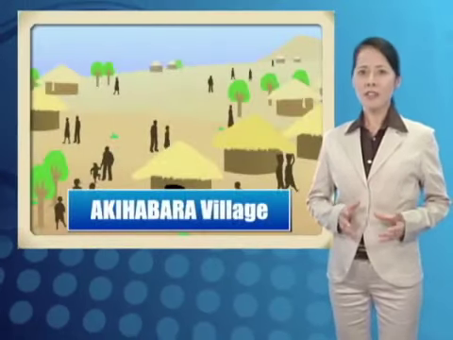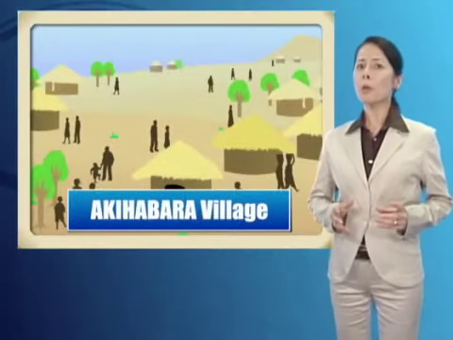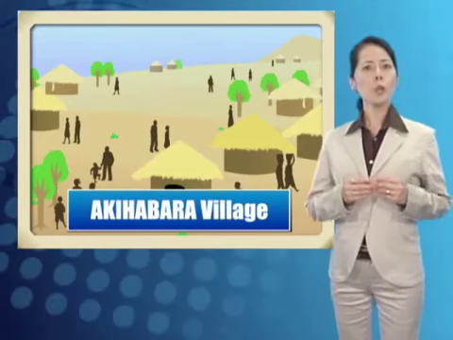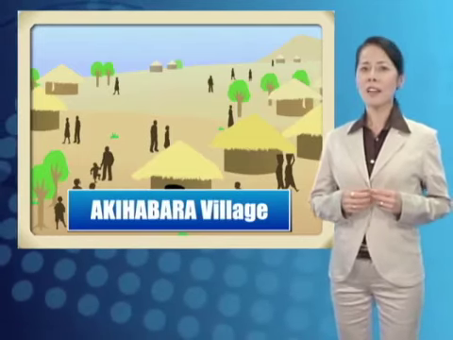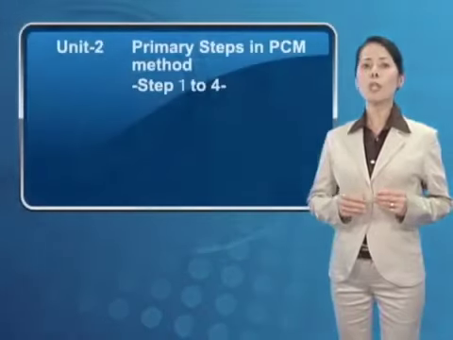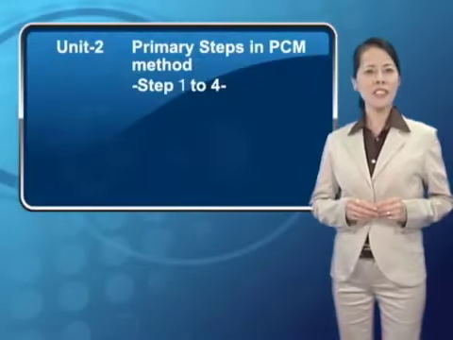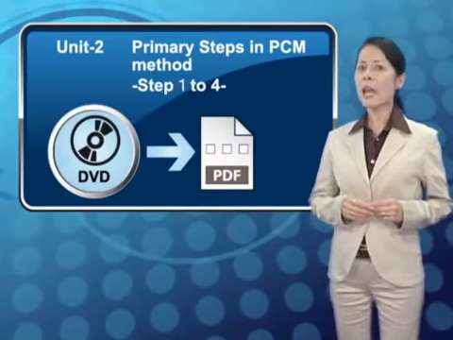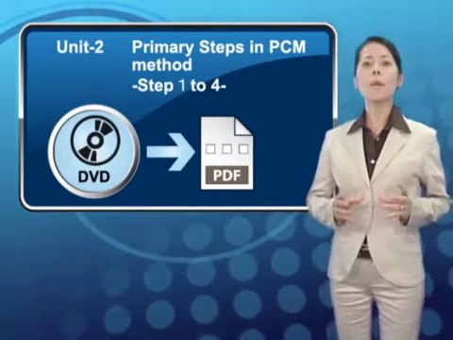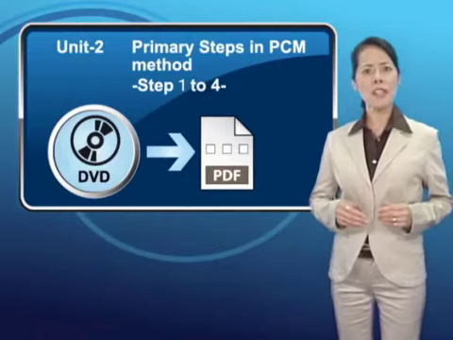This video, Unit 6, explains monitoring and evaluation in the PCM method. It also introduces some tips for facilitation of PCM workshops. In this video, the case of Akihabara village is used again for purpose of explanation. If you are hearing the name of Akihabara village for the first time, please watch Unit 2 of this DVD and have a look at the PDF with basic information about Akihabara village before watching this video.